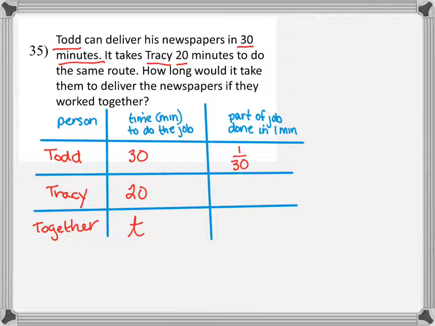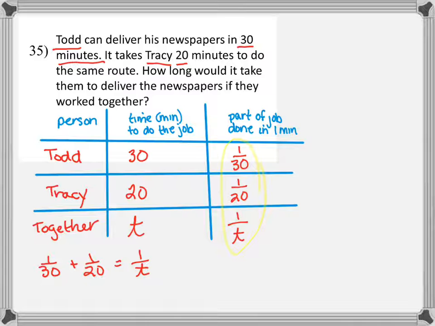And if it takes Todd 30 minutes to do the whole job, the part of the job he can do in 1 minute is 1/30th of the job. Similarly, Tracy can do 1/20th of the job in 1 minute, and together they can do 1/t of the job in 1 minute. The last column is what we'll use for our equation: 1/30 plus 1/20 equals 1/t.